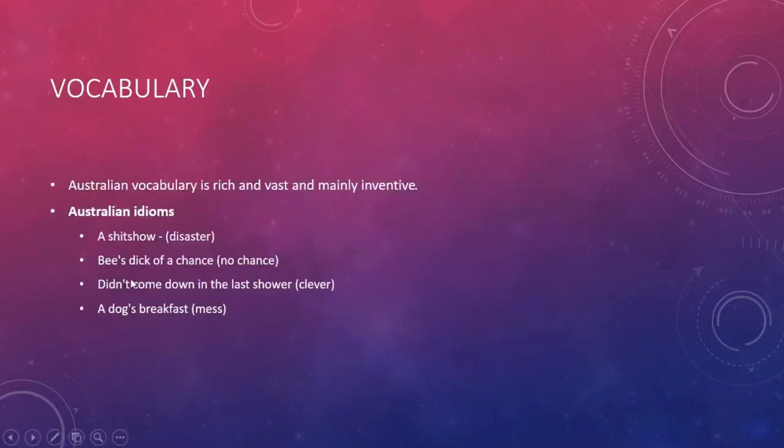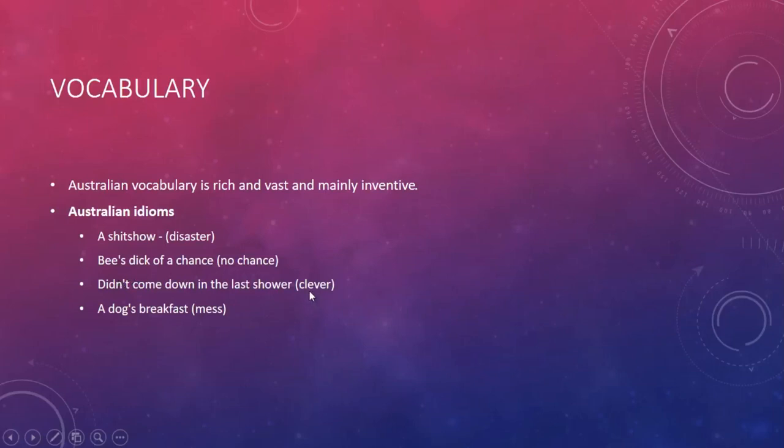Then I already mentioned that Australia has a wonderful list of idioms, various, vivid and colorful. For example, if you see a disaster, you would call it a shit show. You notice that they have a preference to use words like shit always. That's again proof of their profanity. Then you say no chance. Instead of saying that, you say bee's dick of a chance.